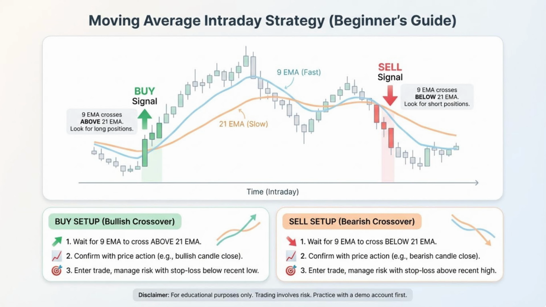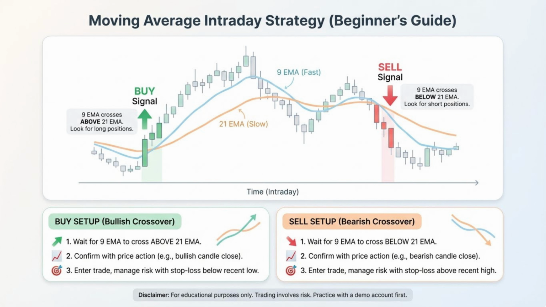Traders usually confirm this signal by observing price action, such as a strong bullish candlestick, before entering a long trade. Conversely, when the 9 EMA crosses below the 21 EMA, it generates a sell signal, suggesting bearish momentum and a possible short selling opportunity. Again, confirmation through bearish price action helps reduce false signals.